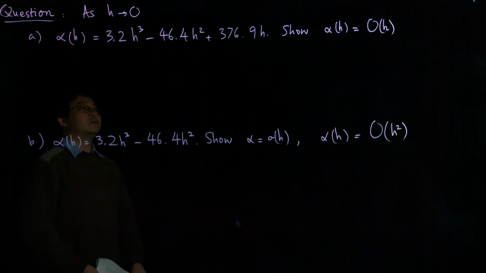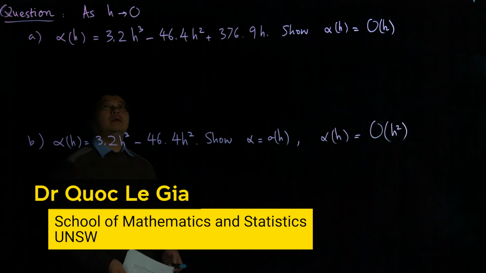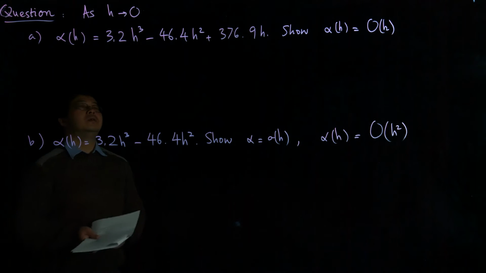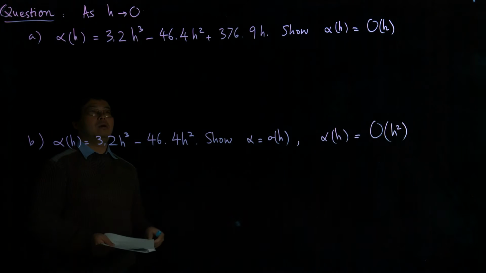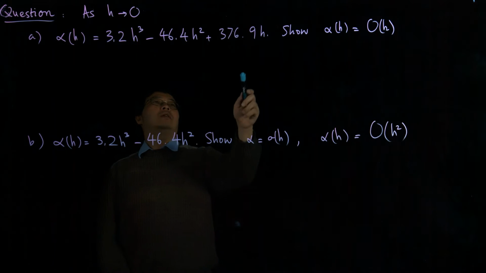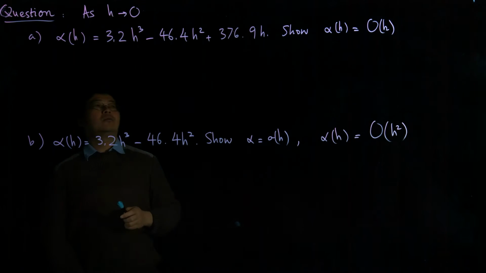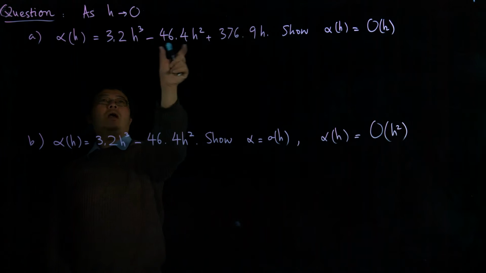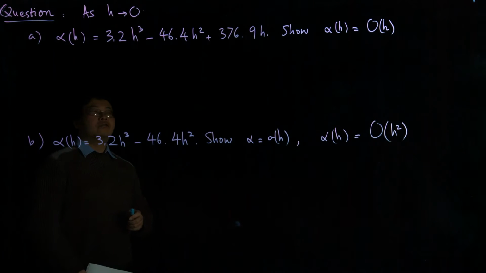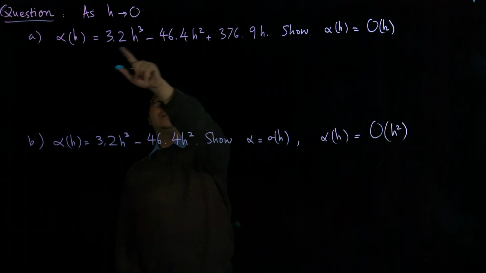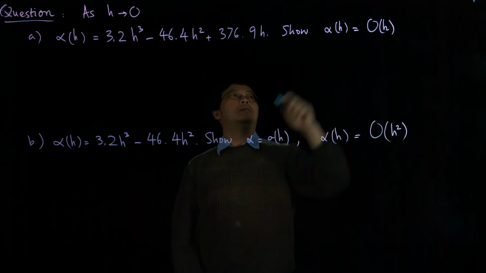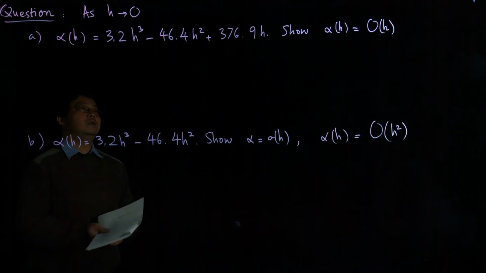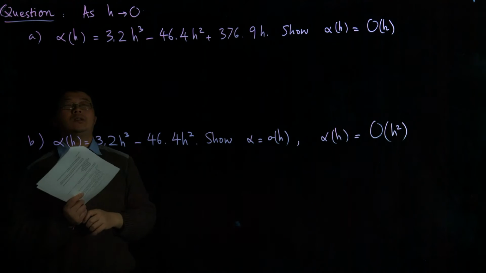Okay, so we are going to talk about little o and big O notation again, but now the limit is when h goes to 0. So now when h goes to 0, we have to look for the lowest order term, because this term will be bigger than the h squared and h cubed terms. In the first example, show that for this expression, alpha h is big O of h, since the smallest degree is the most significant term when h goes to 0.